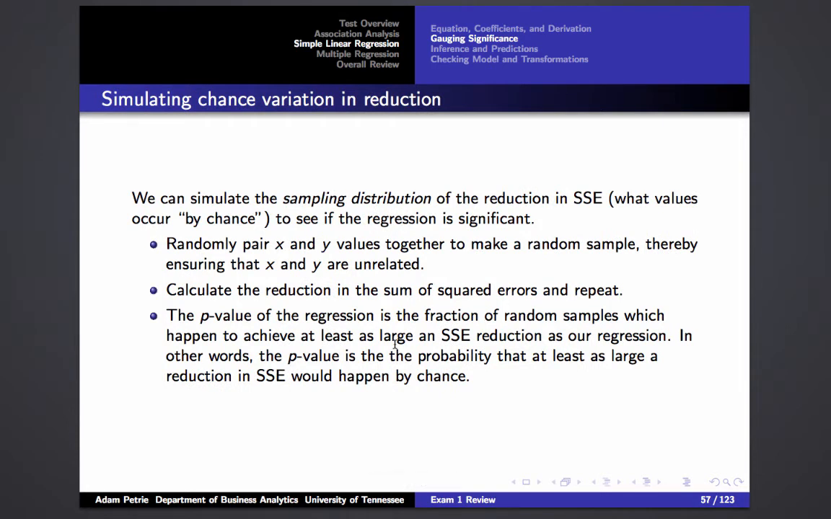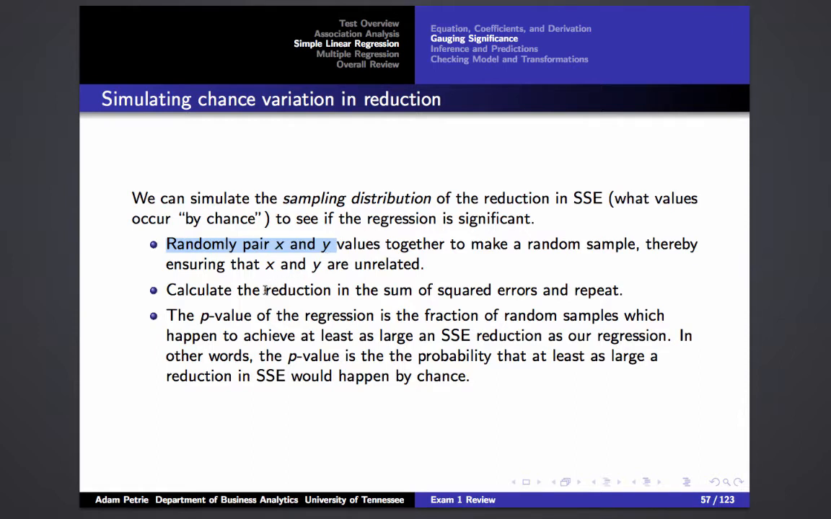So how do we figure out what kind of reductions in the sum of squared errors just happen by chance? Well, same thing as we've been doing for all other tests of significance, we can run a permutation test. We can randomly pair together the x and y values, thereby, by design, breaking any sort of an association or relationship they have, and then find the least squares regression line on that permuted data set.